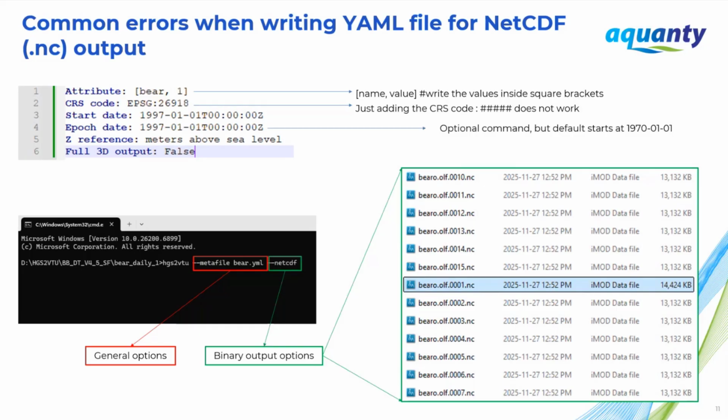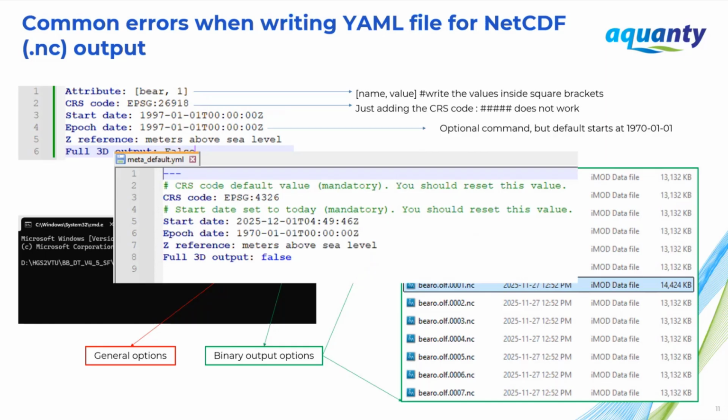If any of this information is difficult to fill, if people are not familiar with filling up the YAML file from their end, still no worries. HGS2VTU will end up giving a default file, which looks like what you see in the image right now. So this is how we start creating the meta file to create netcdf files.